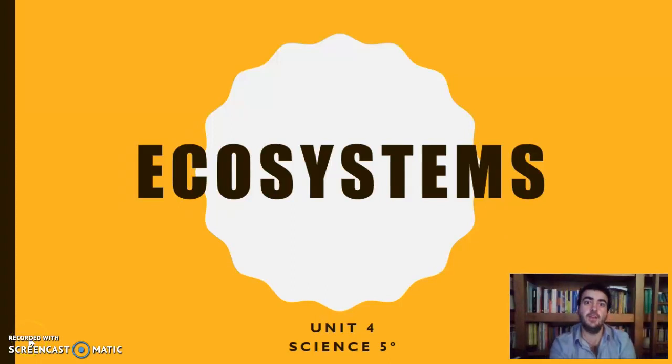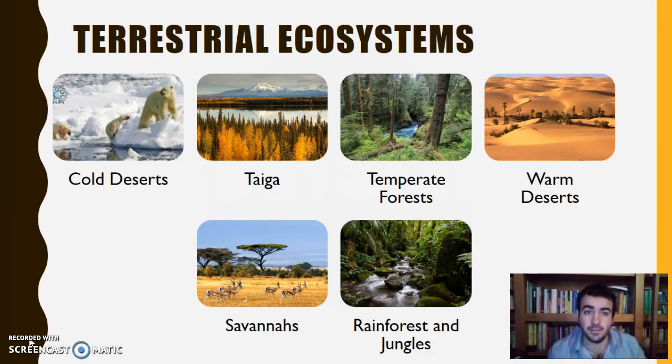Hi again. So let's talk about our third class now, class number 3, ecosystems. Now, let's start talking about the different ecosystems that we have in our planet Earth, okay? Let's start talking about terrestrial ecosystems. So we have these 6 types of terrestrial ecosystem.